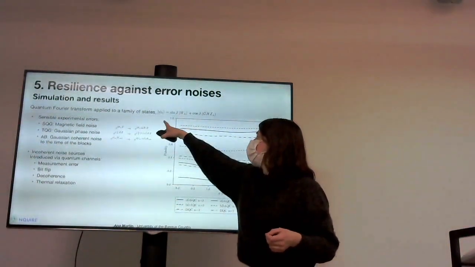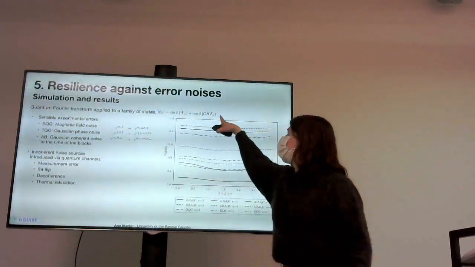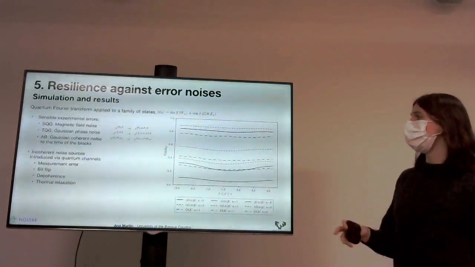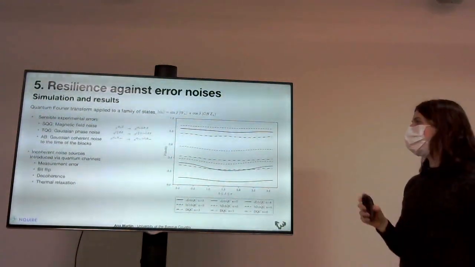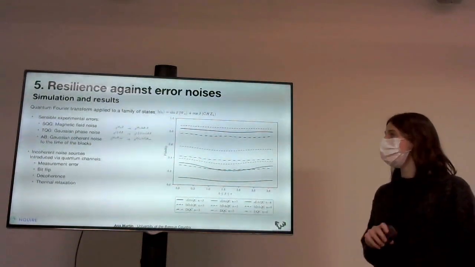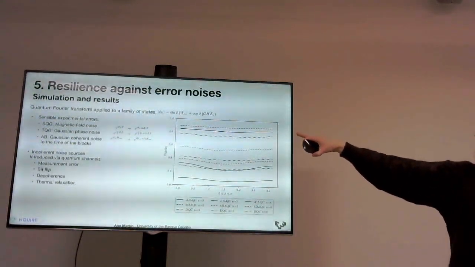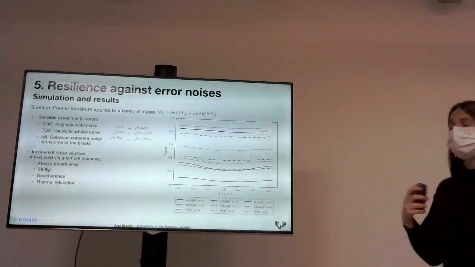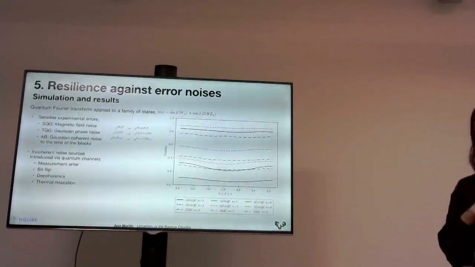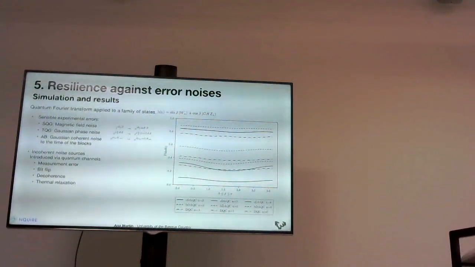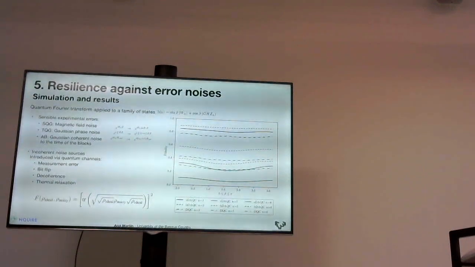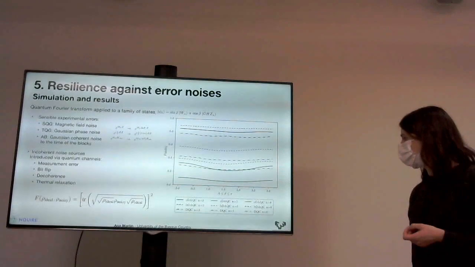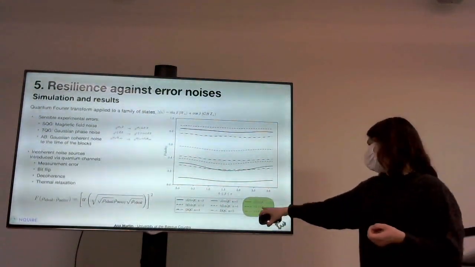The family of states that we have taken into account is the same one, so a linear combination of W and GHZ states. And we have introduced sensible experimental noises, such as the magnetic field noise, a Gaussian phase noise whenever we have 2-qubit gates, and Gaussian coherent noise for each analog block. And also we have included incoherent noise sources such as the measurement error, the bit flip, the decoherence, and thermal relaxation.